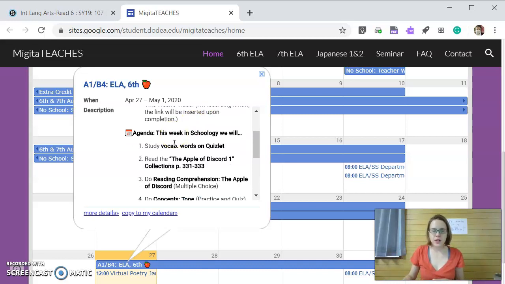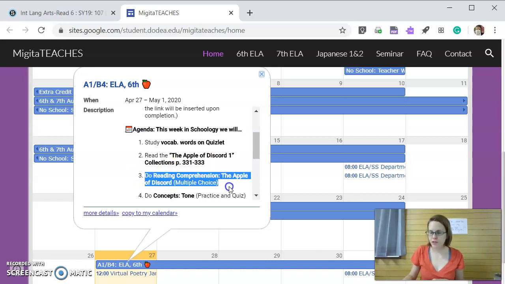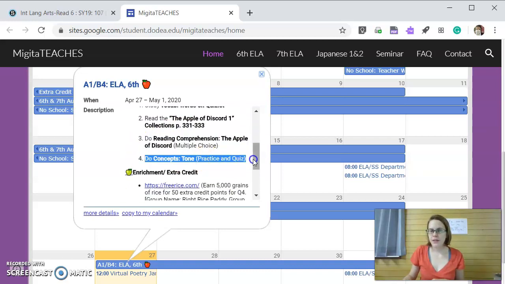This week's work in Schoology, we're going to study vocab words on Quizlet. We're going to read The Apple of Discord, which is found in your Collections book, pages 331 through 333. Again, you can either use the online textbook, or if you forgot your password, you can use the PDF version. We also have the reading comprehension of The Apple of Discord, which is multiple choice, and then the concepts from it, which is tone, you have the practice and the quiz.